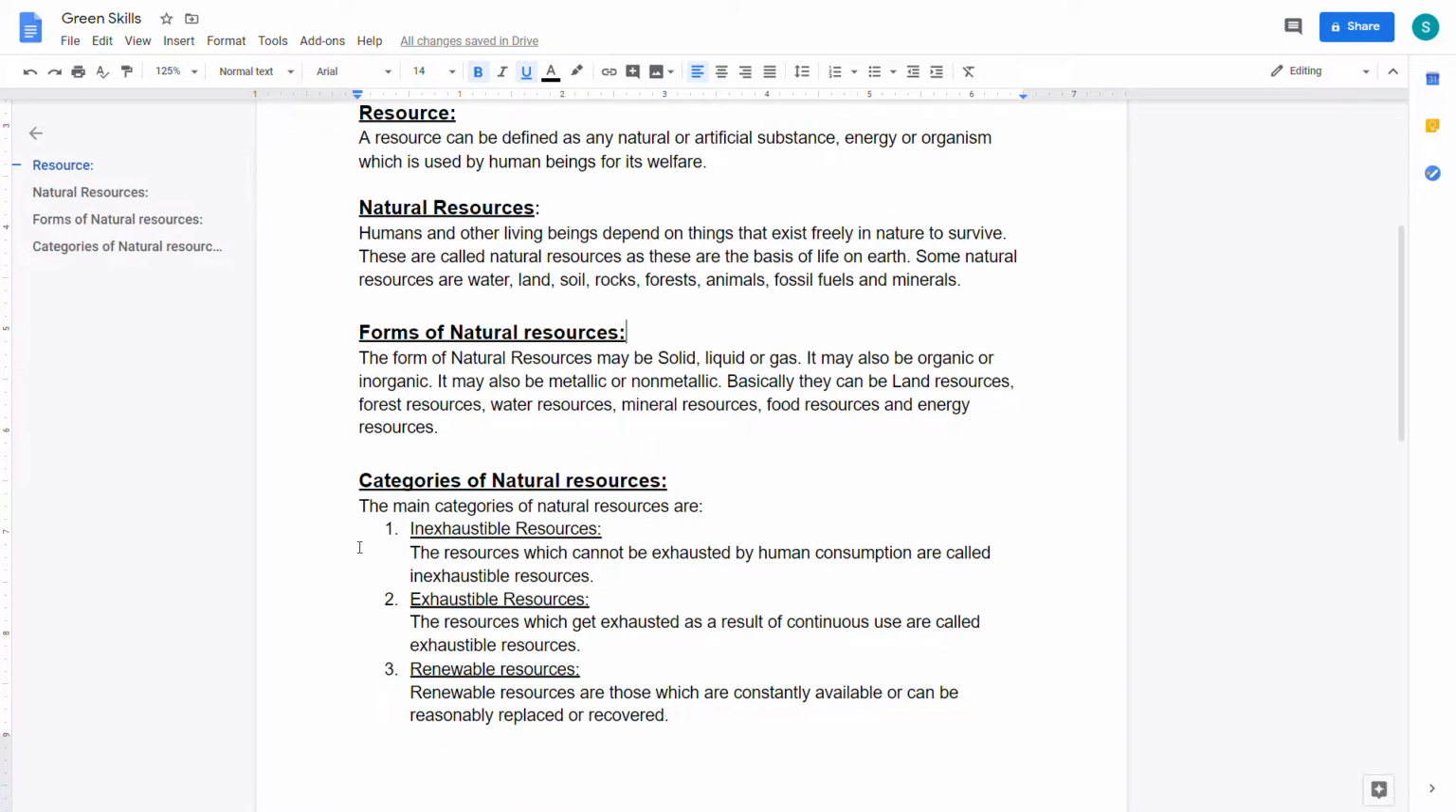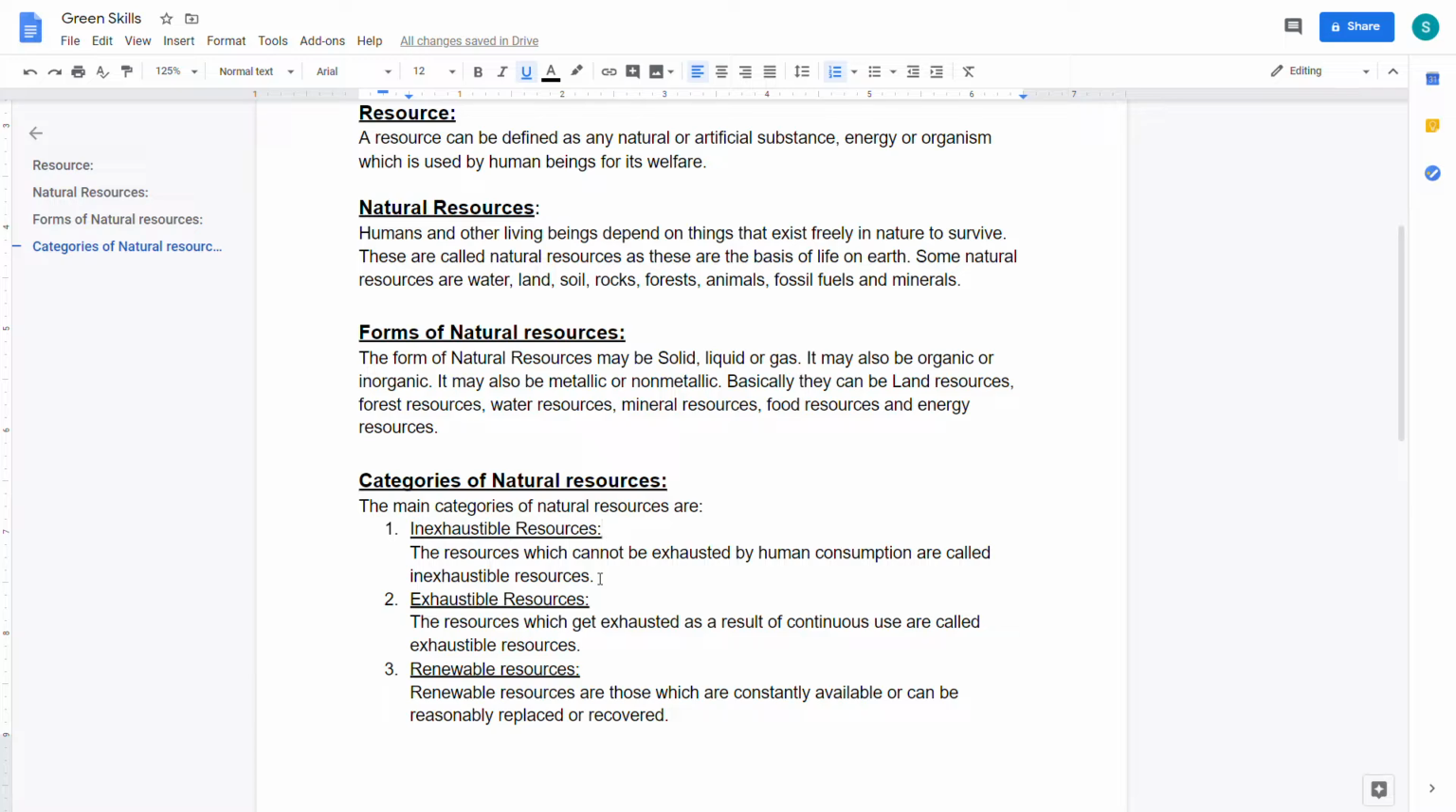Now we come to the categories of natural resources. The main categories of natural resources are, first of all, inexhaustible resources. The resources which cannot be exhausted by human consumption are called inexhaustible resources. These include energy resources like solar radiation, wind power, water power, and tidal power, etc.